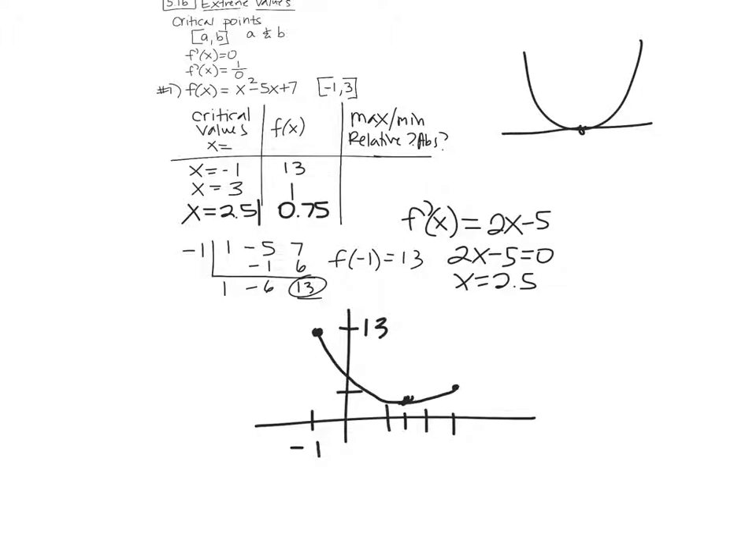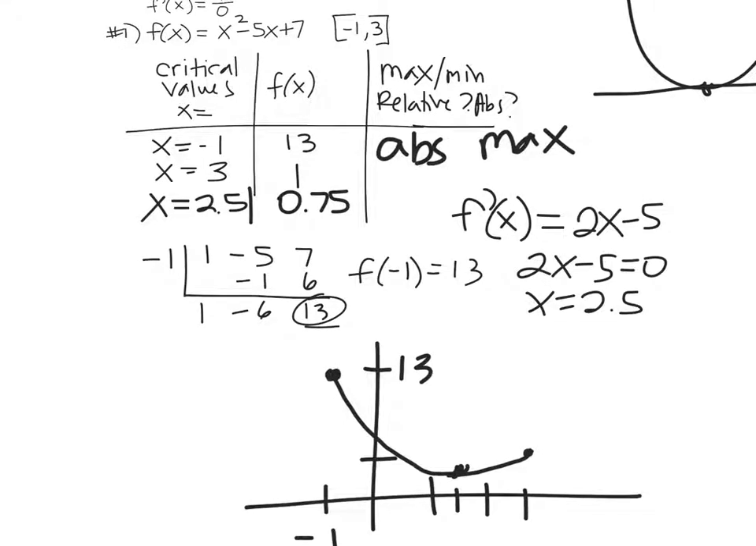So x equals -1 is 13. That on my graph is the absolute maximum. How about x equals 3? It's a relative maximum. See how it's higher than the points around it? It's relative because we already have an absolute. And then what about the point 2.5, 0.75? That's an absolute minimum. And there's the chart, and that's what you have to fill in.